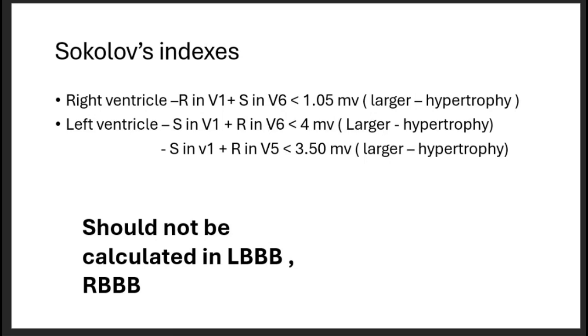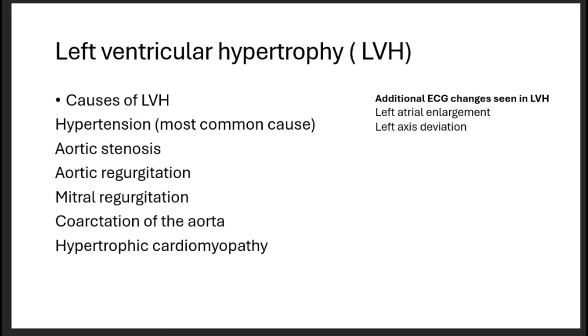And the reasons are, as you can see, the most common cause of left ventricular hypertrophy is hypertension. And then, ones like aortic stenosis, aortic regurgitation, mitral regurgitation, coarctation of the aorta, hypertrophic cardiomyopathies. These are all reasons for left ventricular hypertrophy. I think the main ones you should know, at least even now for pathophysiology, are hypertension and aortic stenosis.